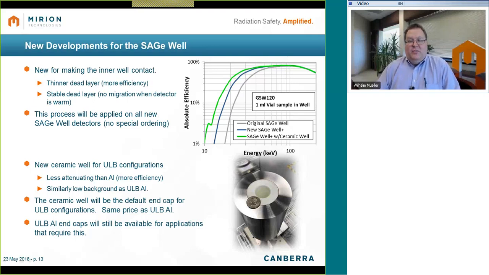To see the additional benefit, we highlight on this efficiency curve, in green, the SAGE well with a new stable N+ contact plus the ceramic insert, which gives you even more sensitivity in the low energy region of the gamma ray energy spectrum. While the ceramic insert will be standard, the ultra low background aluminum end caps will still be available for those configurations.